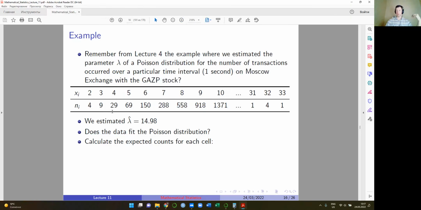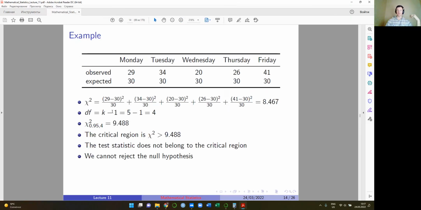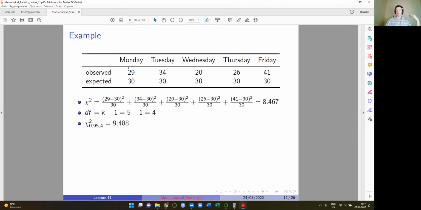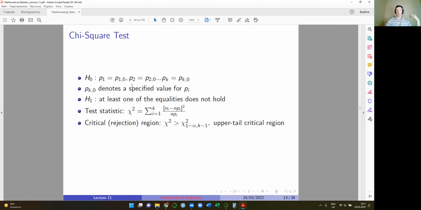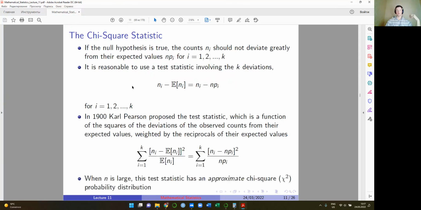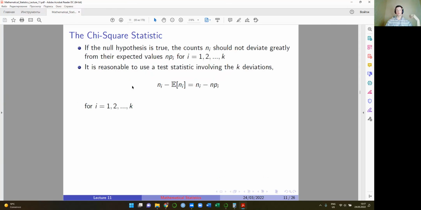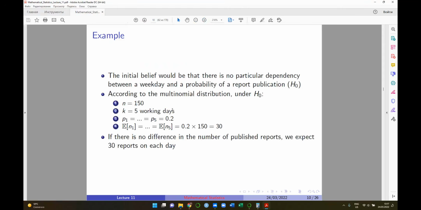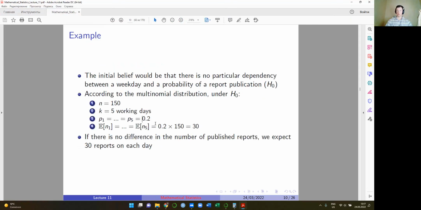Look, in the previous example, we didn't need this, because in the previous example, our null hypothesis was stated as just all probabilities must be equal to 0.2. All probabilities are the same. We stated these probabilities because we wanted to test if these probabilities are equal or not.